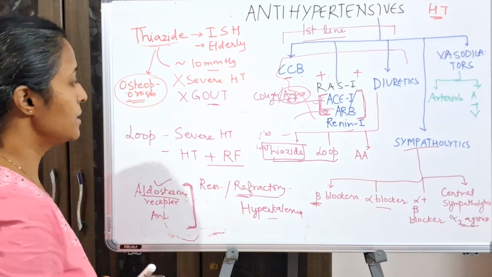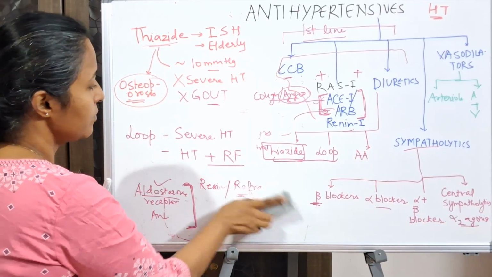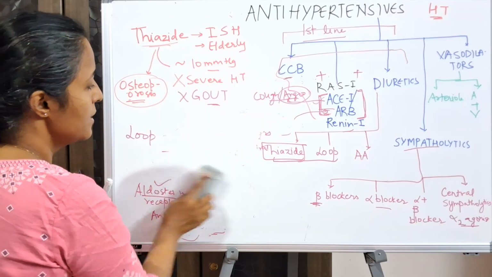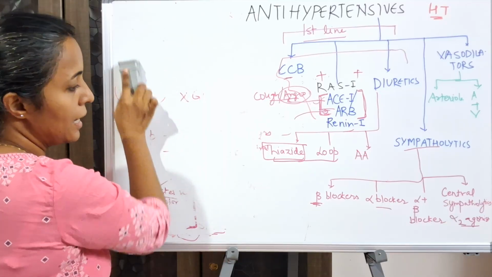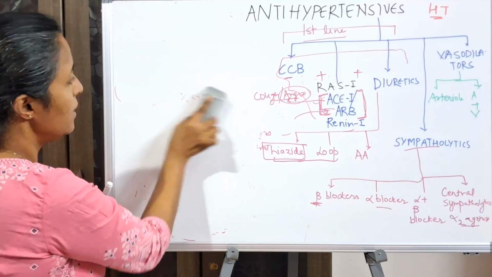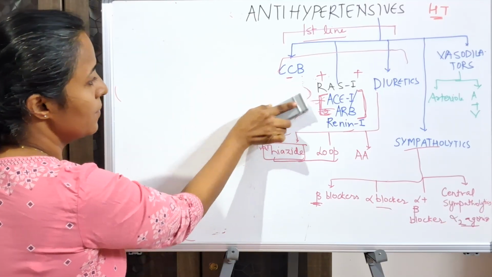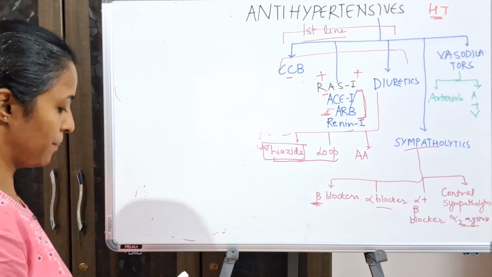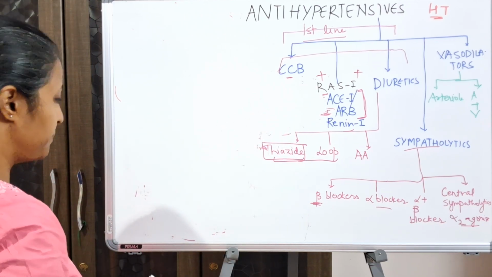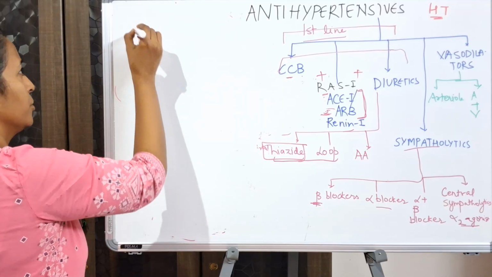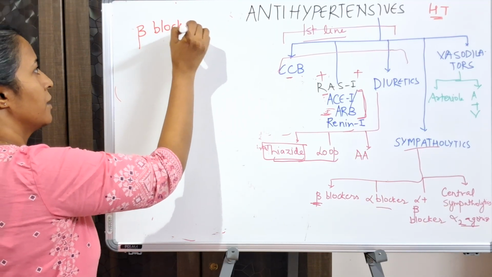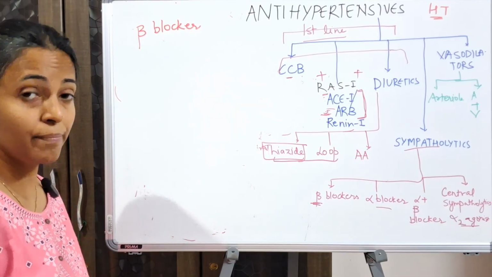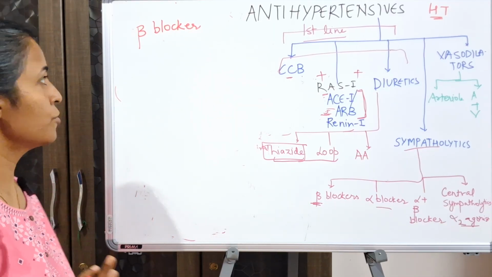Moving on to sympatholytics. So what are these sympatholytics? We have seen that there are beta blockers, there are alpha blockers, there are alpha plus beta blockers. Okay, so how to use them? So first is the beta blocker. Okay, beta blockers, before they were the first line drugs, now they are not the first line drugs, but there are certain indications for beta blockers.